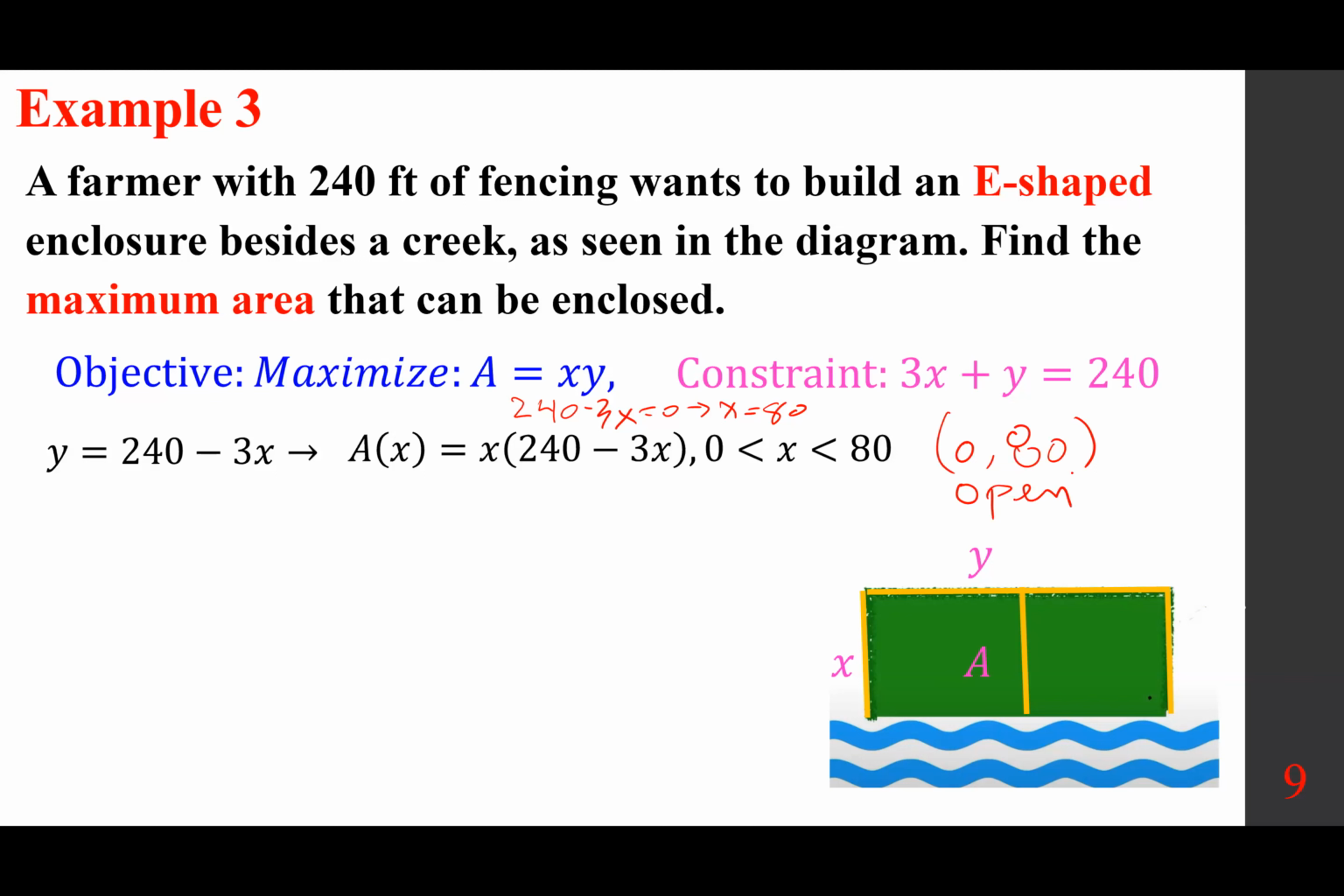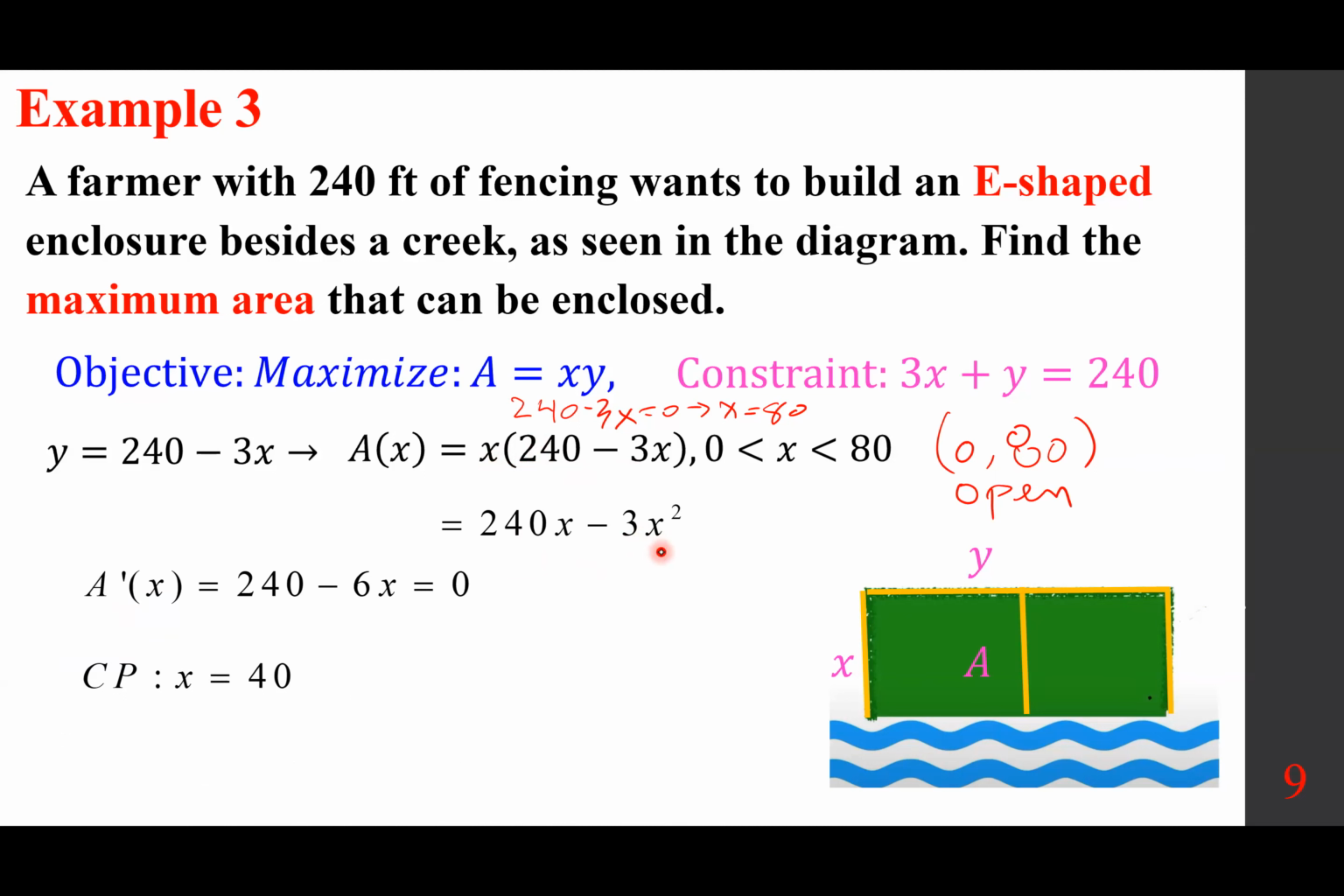We take the derivative, and to do so, it's easier that we distribute. We get 240x minus 3x squared. This gives us 240, this gives us minus 6x. Setting it equal to 0 results in x being 40. So we have one critical point.